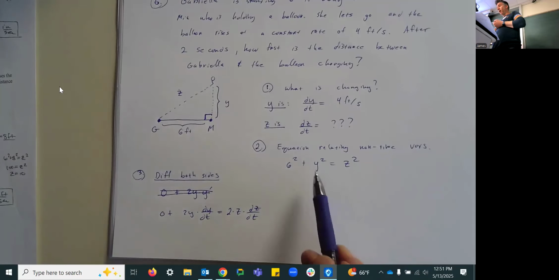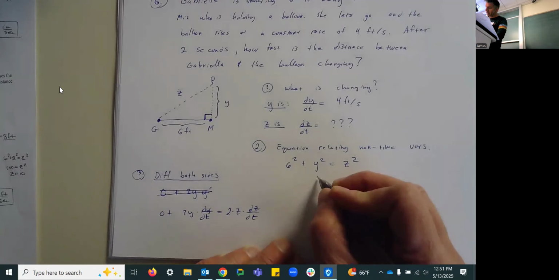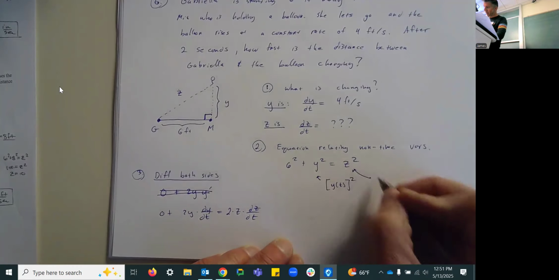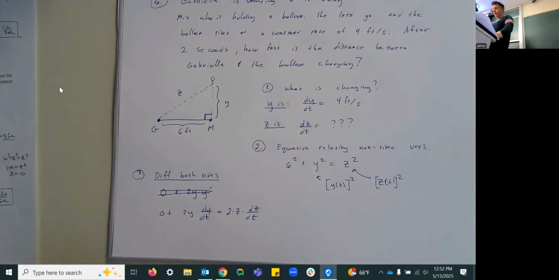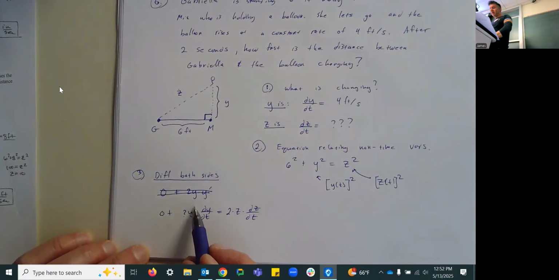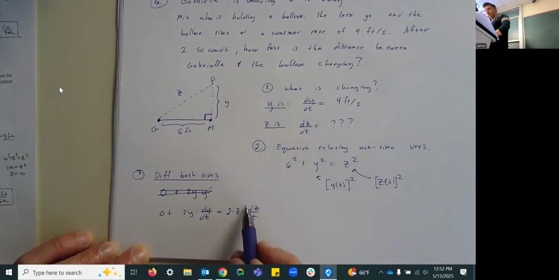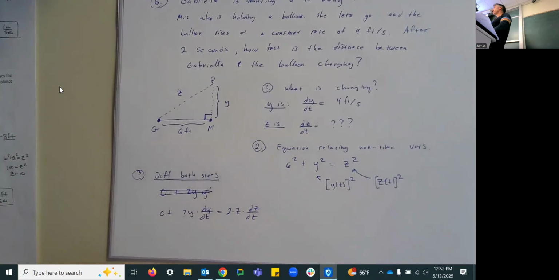So when I have y squared, I can really think of this as y of t squared, and that is really z of t squared. When I differentiate it, I get 2 times y of t to the first times the derivative of y. When I differentiate that, I get 2 times z of t to the first times the derivative of z. Almost every time when you're doing related rates, if you're differentiating some variable, it almost always gets multiplied by the derivative of it with respect to time, because it's always a chain rule thing that's happening.